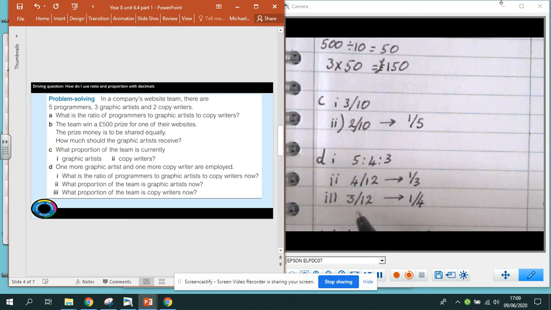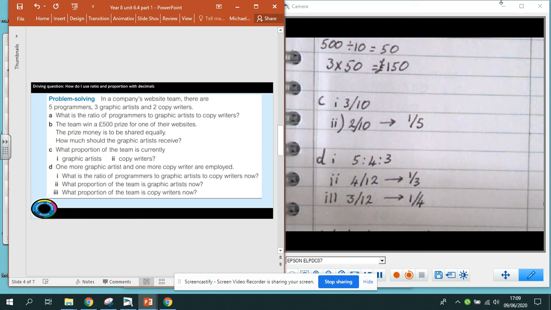So, what proportion of the team is graphic artists? 4 out of 12 are graphic artists, which we can simplify down by dividing both the numbers by 4 to 1 over 3. 3 out of 12 are copywriters, which we can simplify by dividing both the numbers by 3 to 1 over 4. So those are the answers that I'm looking for in this question.